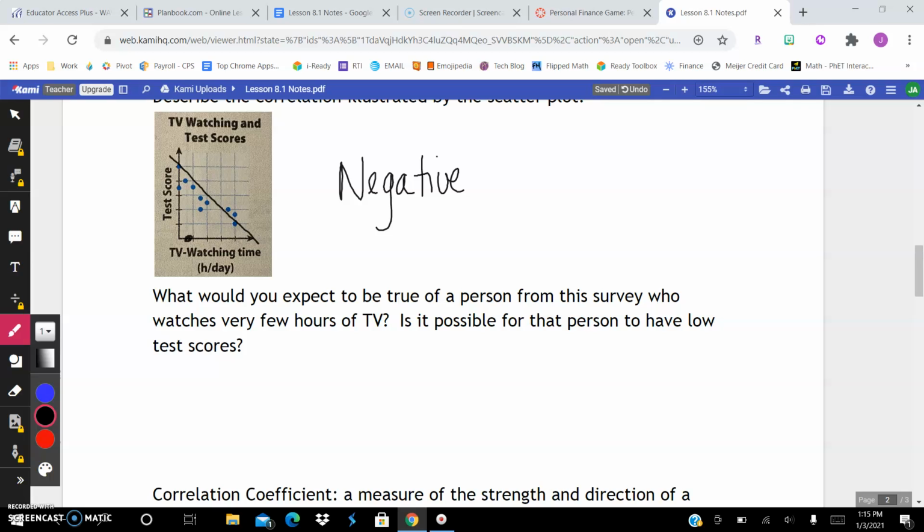Well, according to this, no, it is not. But does actual TV time really affect how you do on a test? Absolutely not. So is it possible for a person to have low test scores? Absolutely, yes. But according to this graph, it looks like it's unlikely.